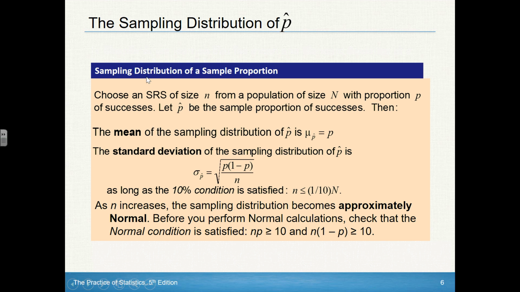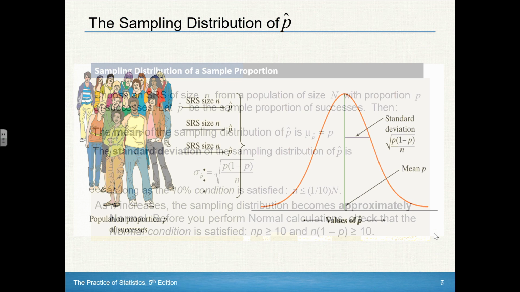So when we talk about the sampling distribution of a sample proportion, we talk about the shape, center, and spread. The mean of p hat is p. The standard deviation of p hat is the square root of p times 1 minus p over n. Again, as long as the 10% condition is met, meaning that the population must be at least 10 times the sample size. And as n increases, the sampling distribution becomes approximately normal. But in order for that to be true, n times p has to be at least 10, and n times 1 minus p has to be at least 10 as well.